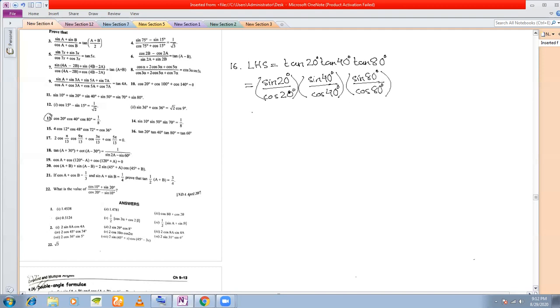So this you can write as sine 20 degree, sine 40 degree, sine 80 degree, all this product divided by cos 20, cos 40, cos 80 degree. Now what you can do is, because you know that all the product to sum or difference formulas contain 2, you multiply the numerator and denominator by 2.